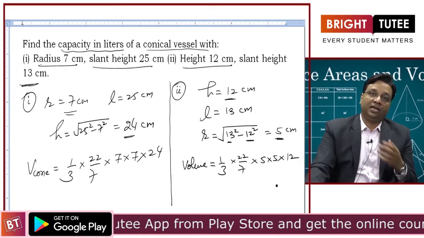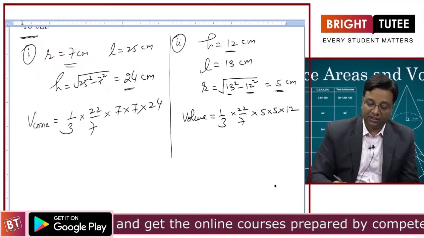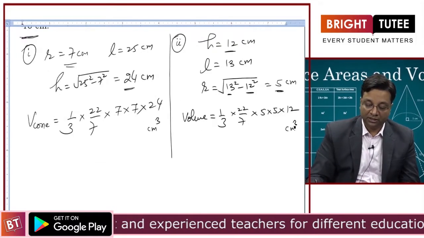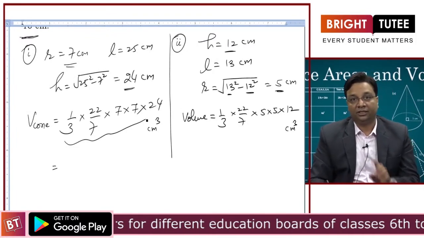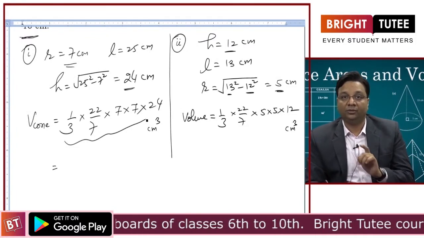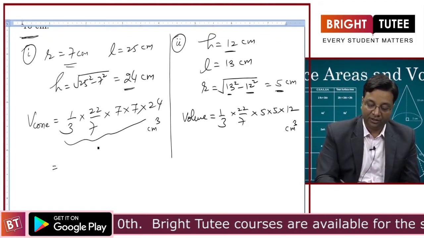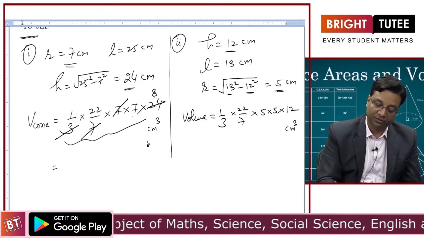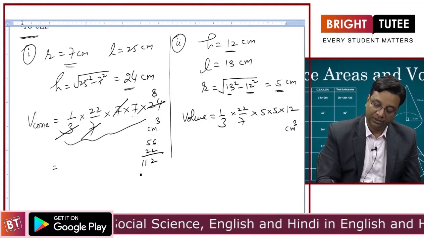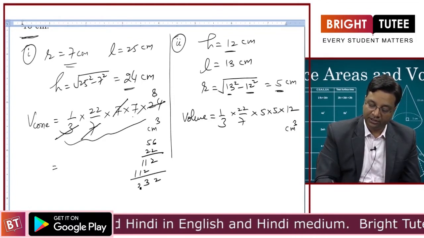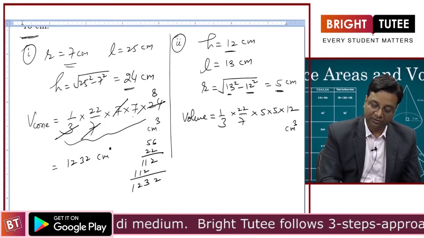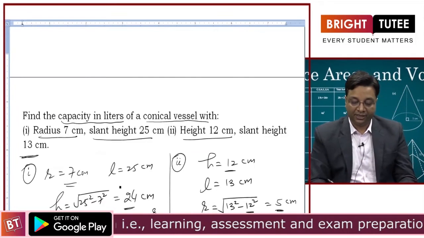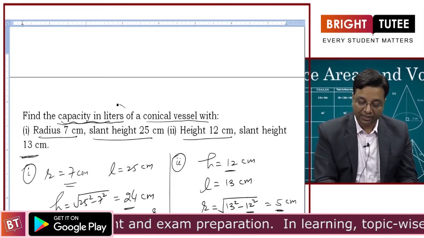Now, the calculation I would have left to you, but in this question you do not require the answer in centimeter cubes. So, what you have to do is the number that you get after this calculation, you have to divide it by 1000 to get the answer in liters, right. So, let me calculate it for you. 7, 8, 8 7s are 56, 56 into 22. So, this will be 112, 112, 1232. So, 1232 centimeter cubes. Hence, it will be 1.232 liters, right. We have to write the capacity of conical vessel in liters.